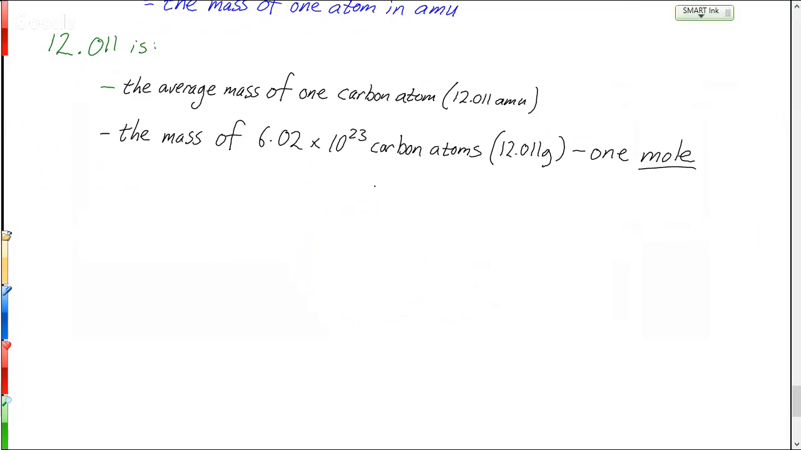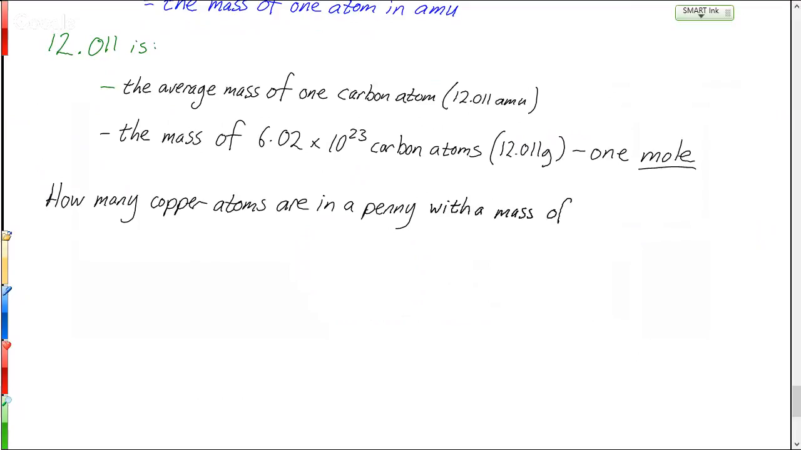We'll just write it down here. How many copper atoms are in a copper penny? We'll assume it's a pure copper penny, an old one, with a mass of 3.10 grams.